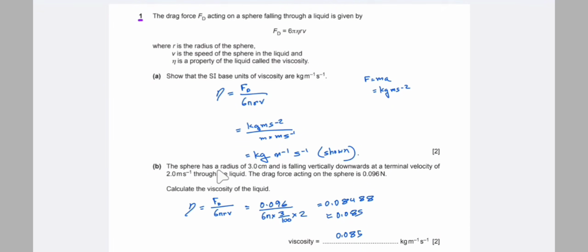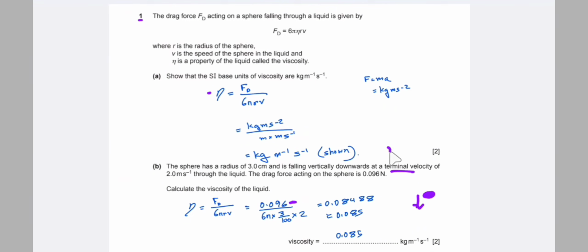At B, the sphere has a radius of 3 cm and is falling vertically downward at a terminal velocity of 2 meter per second through the liquid. The drag force acting on the sphere is given. So calculate the viscosity of the liquid. So again, we make viscosity the subject of the formula. Then we know the value of drag force and 6 pi, and we know the radius, which is in centimeter, so we must convert this to meter. And what is v?